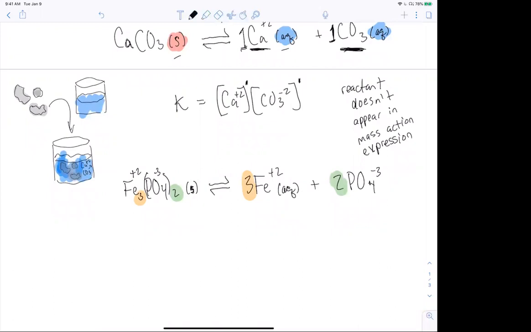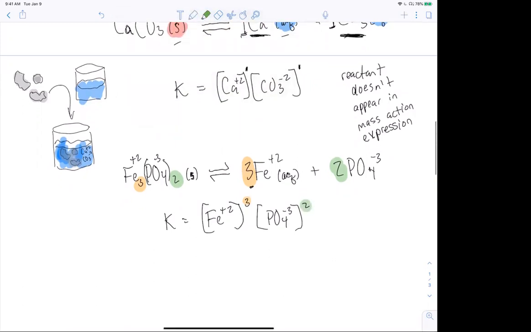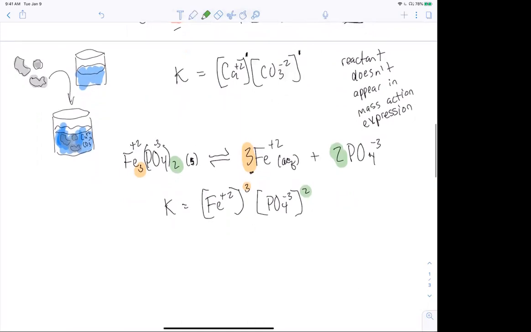And then we want to write out our K value for this. Again, the solid's not going to appear in it, but the general rules that we learned for equilibria are still going to hold. So we still want to raise this thing to the cube, because it's got a 3 up here. That's where that comes from. And we want to square that one because of the coefficient. So that's what our KSP looks like for that. The SP just stands for solubility product, but again, it's just K, the same thing that we've been dealing with over and over.